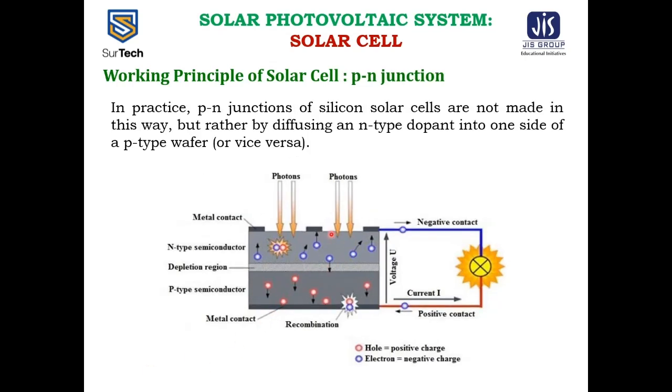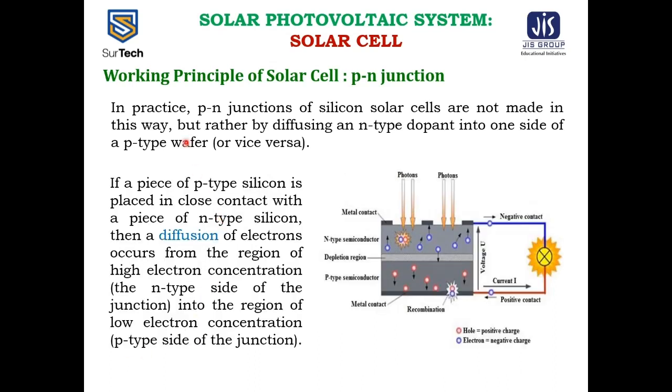In practice, PN junctions of silicon solar cells are not made in this way, but rather by diffusing an N-type dopant into one side of the P-type wafer or vice versa.